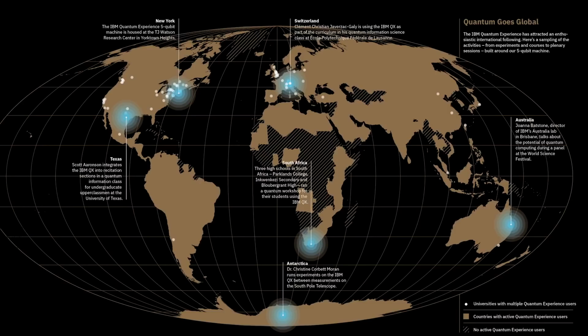And then we have people just doing really cool and interesting, fun things with it. There's a woman, Christine Moran. She's that dot at the South Pole. In between measurements on the South Pole telescope, she's just playing around with a quantum computer, which is really cool.